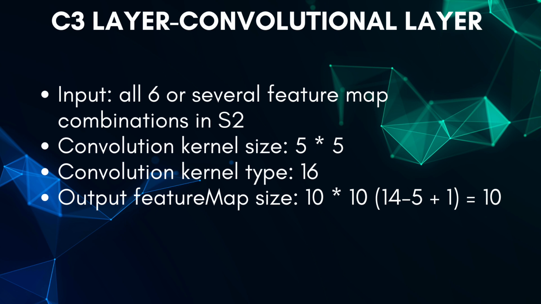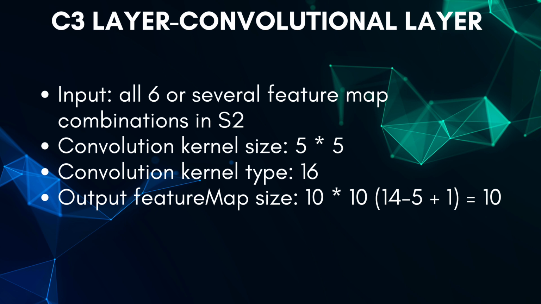Now, let's talk about the specifics. The convolution kernel size used in this layer is 5 times 5, and C3 generates a total of 16 output feature maps, each sized at 10 times 10 pixels. This is calculated using the formula 14 - 5 + 1 = 10, which accounts for the reduction in size due to the convolution operation. What makes this layer special is how it connects to the S2 feature maps.